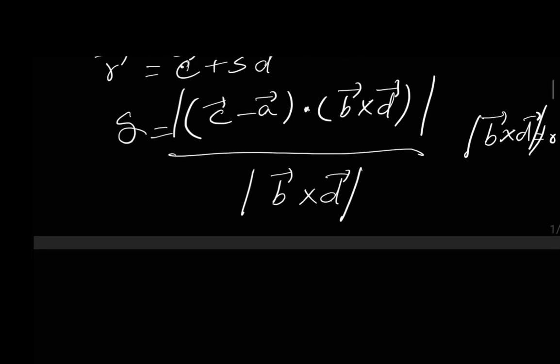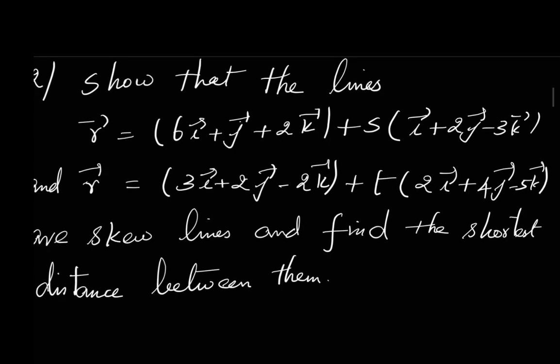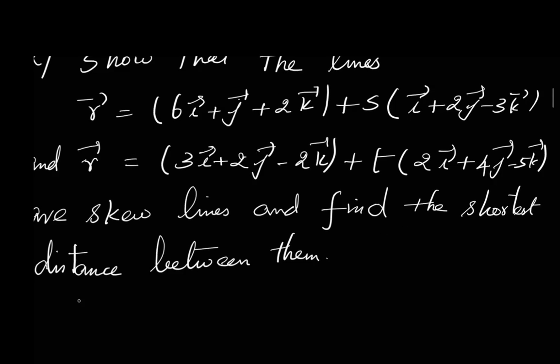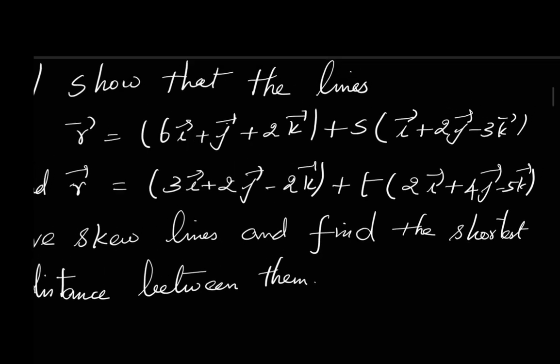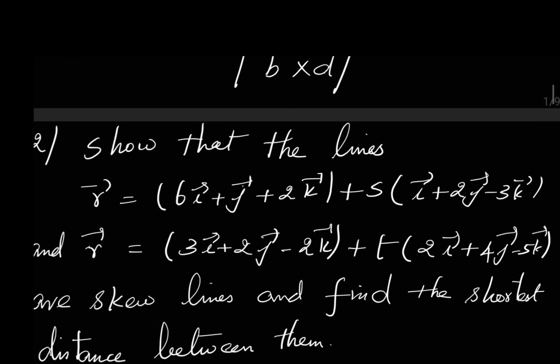So using this, let me do the sums for you. See the second sum first. Show that the lines vector r equals 6i plus j plus 2k plus s times (i plus 2j minus 3k) — first line — and the second line, vector r equals 3i plus 2j minus 2k plus t times (2i plus 4j minus 5k), are skew lines, and find the shortest distance between them. So I am going to show these two lines are skew lines. What are skew lines? We say neither parallel nor intersecting.